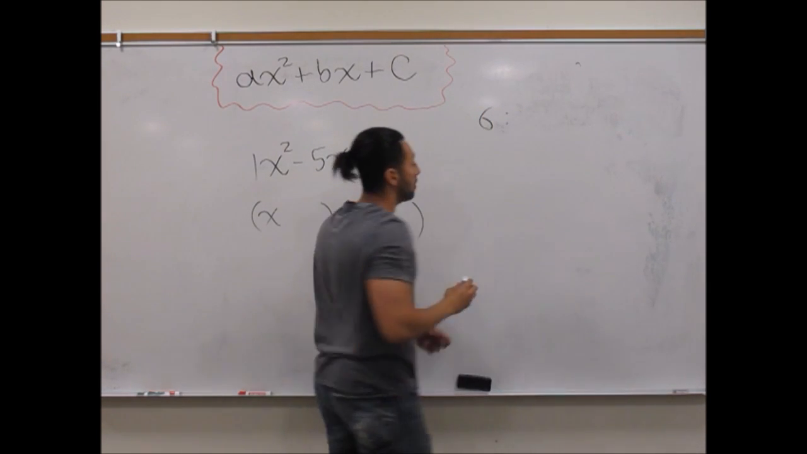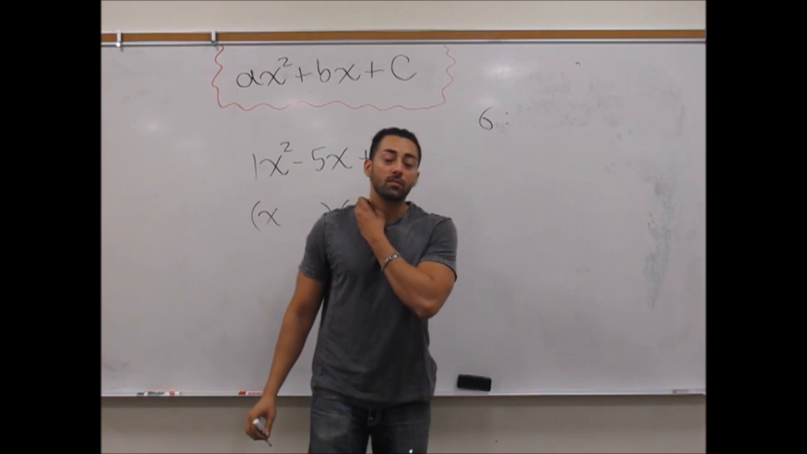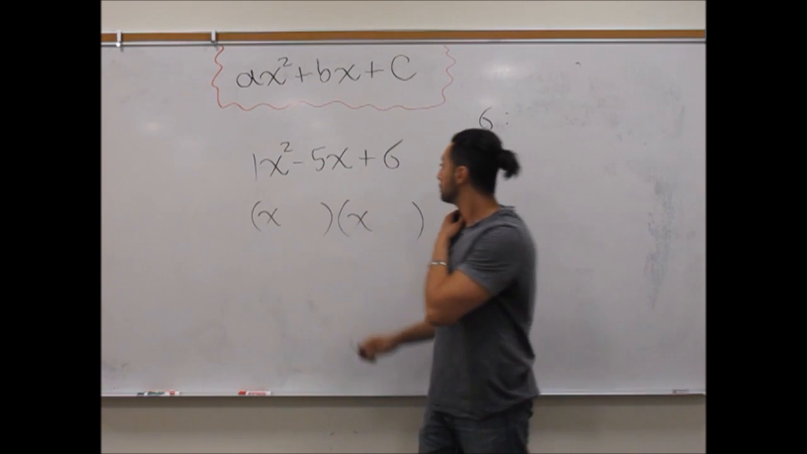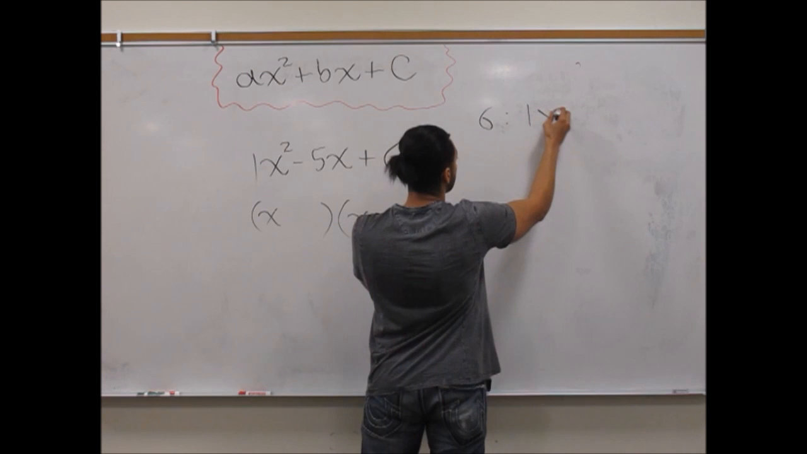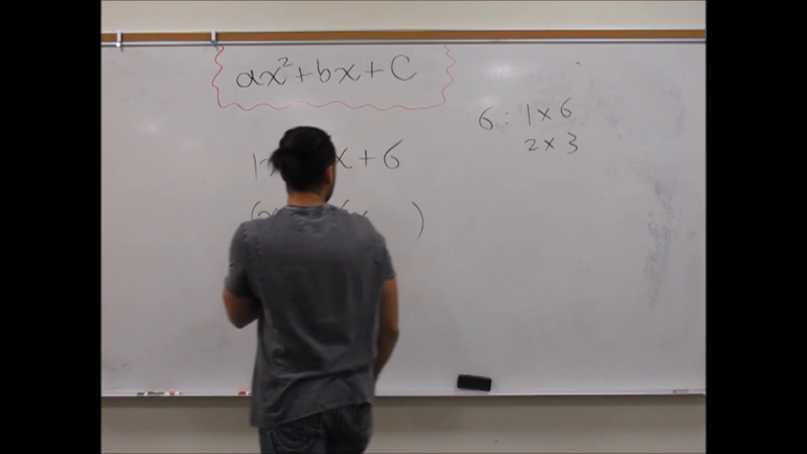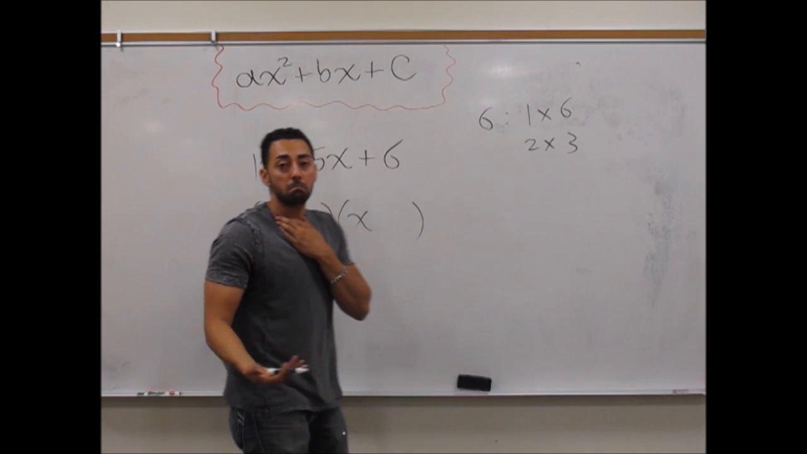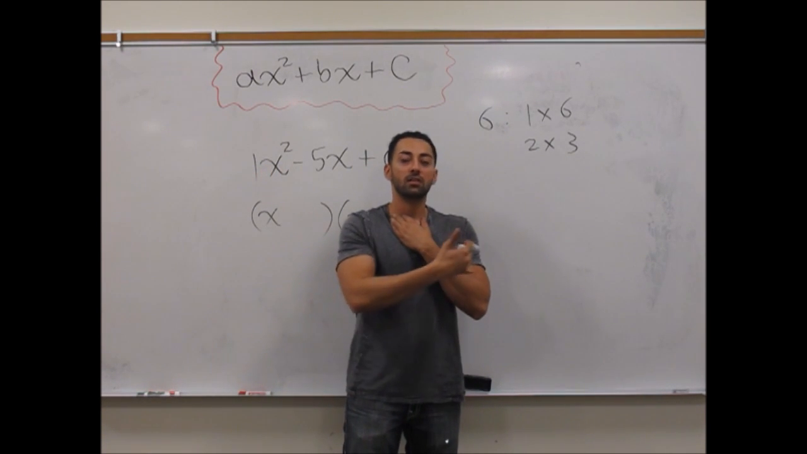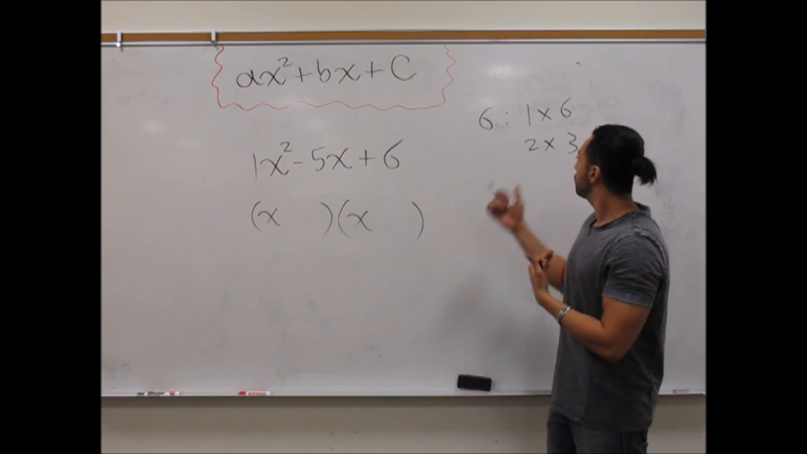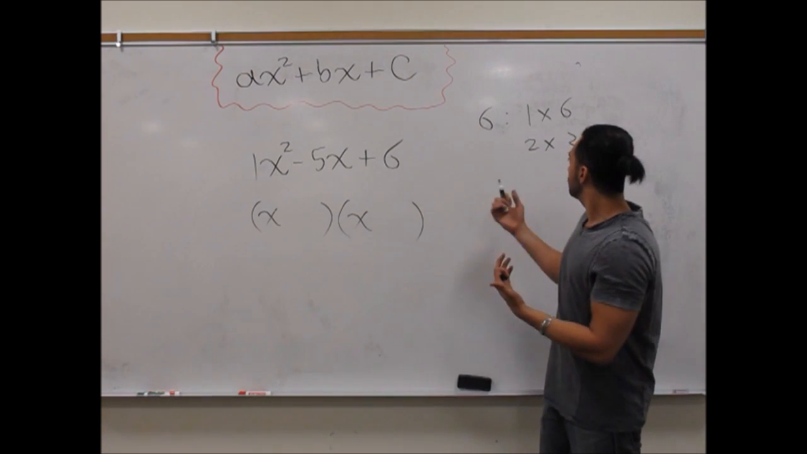So I want all the numbers that multiply to give me 6 that add and subtract in a way to give me negative 5x. So we have 1 and 6, and we have 2 and 3. So in the last example, I just said it was 3 and 4, and I just jumped right into it. But let's just experiment to see which one of these would be correct.